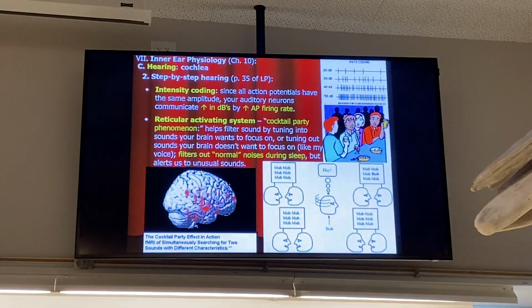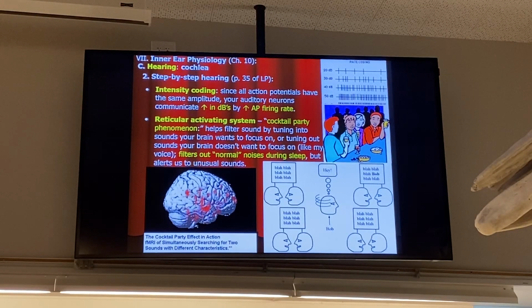All right. Intensity coding, if it's loud, you're just gonna get a higher action potential firing rate. It's really just frequency modulation. This is one of the roles of the reticular activating system. We referred to this when we were covering the integrated systems of the brain, and you only have two, the limbic system and the reticular activating system. Does this ring a bell? Yeah. 100%.